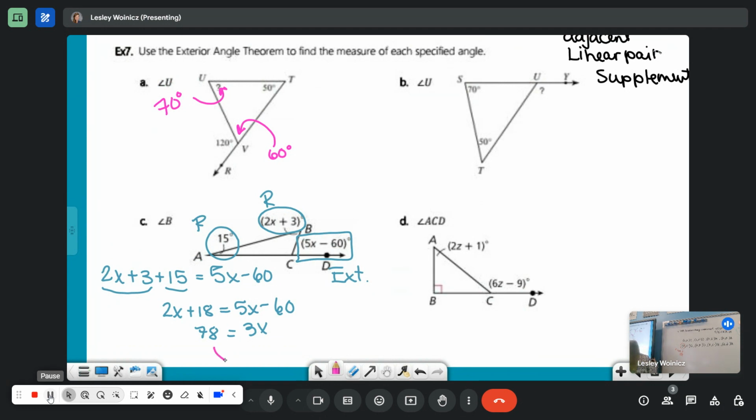So what did you say x was? 26. Okay, am I done? You got to plug it in. So it's this one. So 2 times 26 plus 3. The measure of angle B is what? Is it? 55? Yeah. Okay.